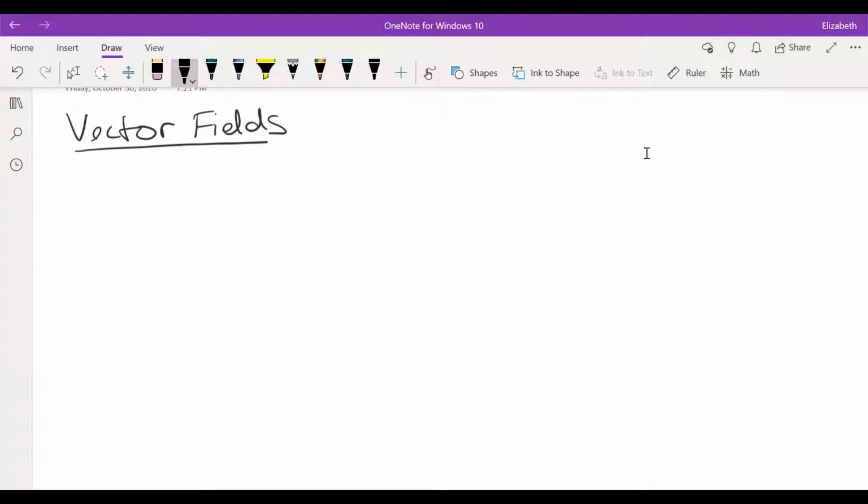It is really actually kind of what it sounds like. It is a collection of vectors that we've placed on either the XY plane or in 3D space. And it's just, we take a point, we plug it into a function, and then that function tells us what vector goes there. And that's the vector field.